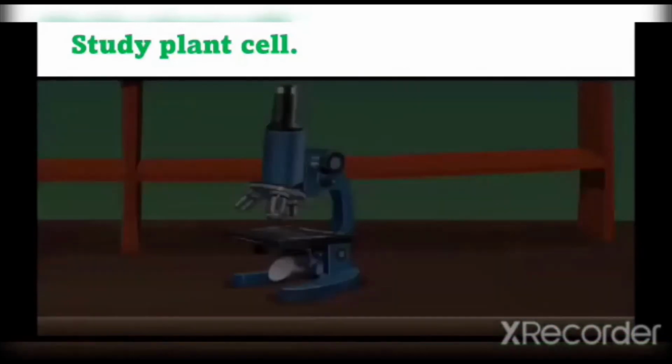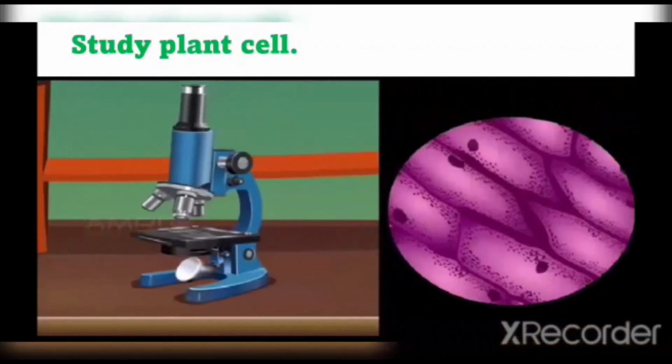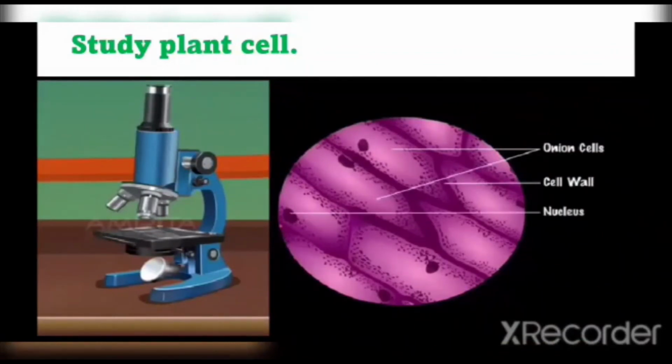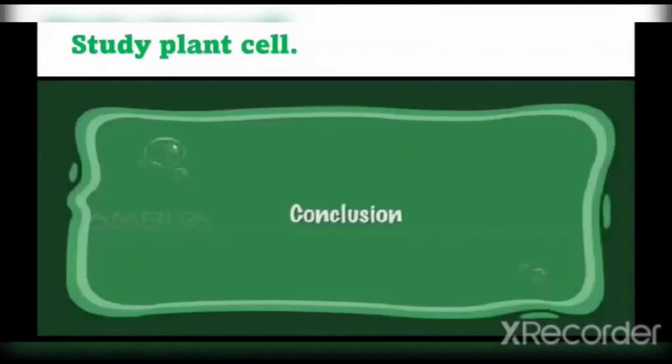Observations. A large number of regularly shaped cells are lying side by side. Each cell has a distinct cell wall. A distinct nucleus is present on the periphery of each cell. Lightly stained cytoplasm is observed in each cell. A large vacuole is present in the center of each cell, surrounded by the cytoplasm. Conclusion.